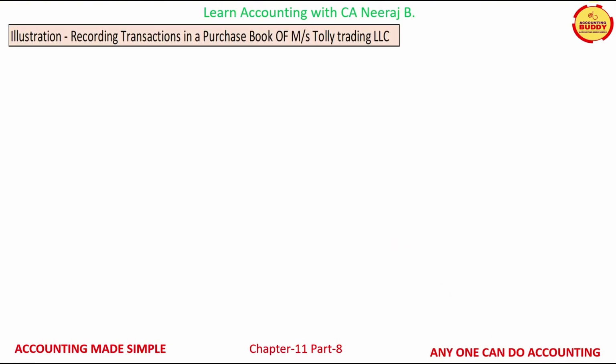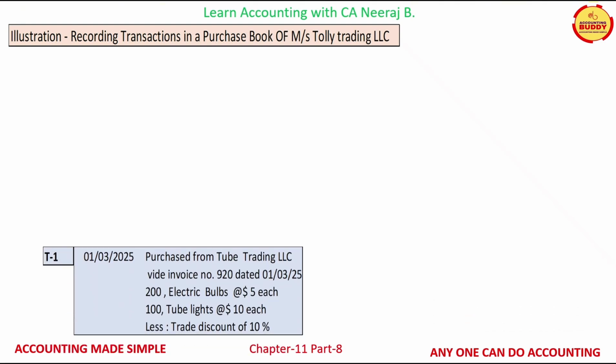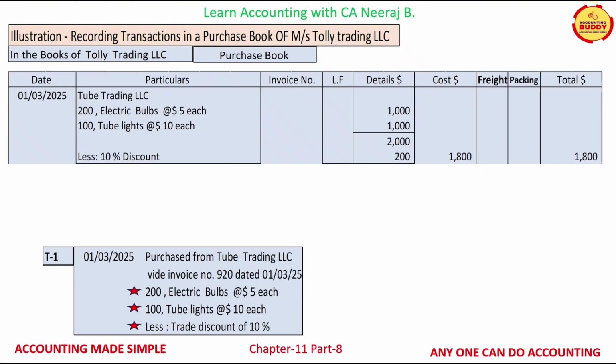Let us take another illustration of recording transactions in a purchase book of Messer Tolly Trading LLC. Transaction T1 is on your screens. Tolly Trading LLC bought 200 electric bulbs at $5 each and also bought 100 tube lights at $10 each from Tube Trading LLC on 1st of March 25 at a trade discount of 10%. This transaction will appear in the purchase book as displayed on your screens.